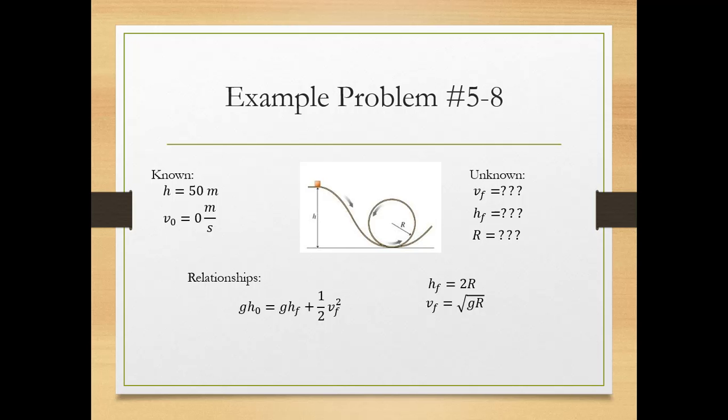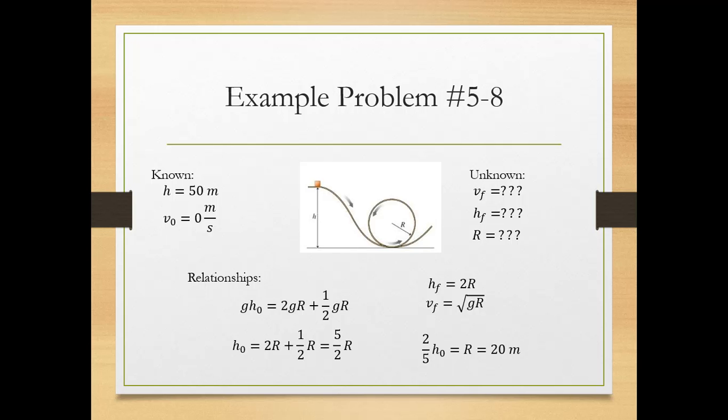And what does h final have to be? Well, if I'm at the top of the loop, I have to be the diameter of the loop up, or twice the radius, 2r. So I could plug that in for h final. And what I end up with is a pretty interesting equation. I get g h initial is equal to 2gr plus 1/2 gr. Well, guess what? The g's cancel out, and I get h initial is equal to 2r plus 1/2 r, or 5/2 r is h initial.